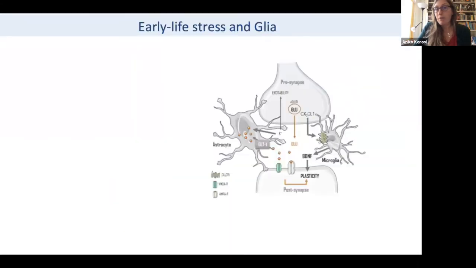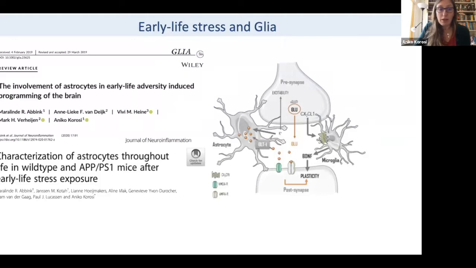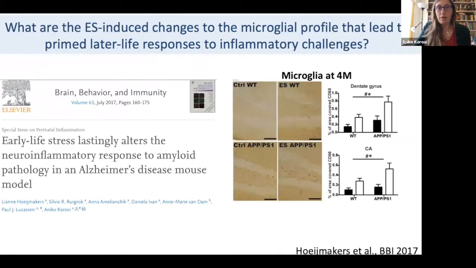So I will focus my talk today on glia. We have focused in the past also on astrocytes, and you can see in these papers, if you're interested in it, you can go ahead and read about them. But as mentioned, today I will focus on some of our most recent work on microglia in particular. Microglia are the macrophages in the brain. I think that most of you are familiar with this.